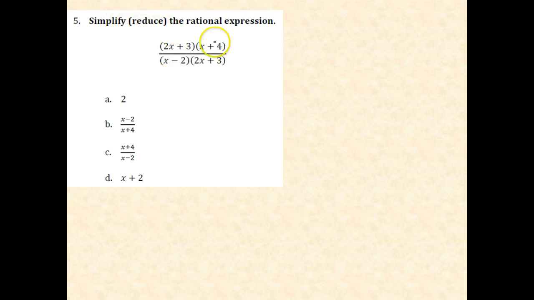Alright, so simplify or reduce the rational expression. So this fraction bar means division. And division can cancel out things that are multiplied. So here I have a 2x plus 3 as a factor on the top, and a 2x plus 3 as a factor on the bottom. 2x plus 3 divided by 2x plus 3 is 1. So those, in a sense, cancel each other out. So we're left with x plus 4 over x minus 2, which is C.